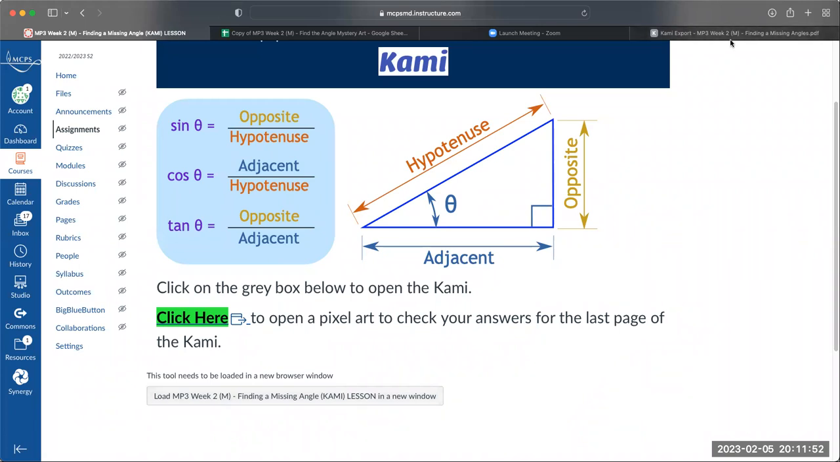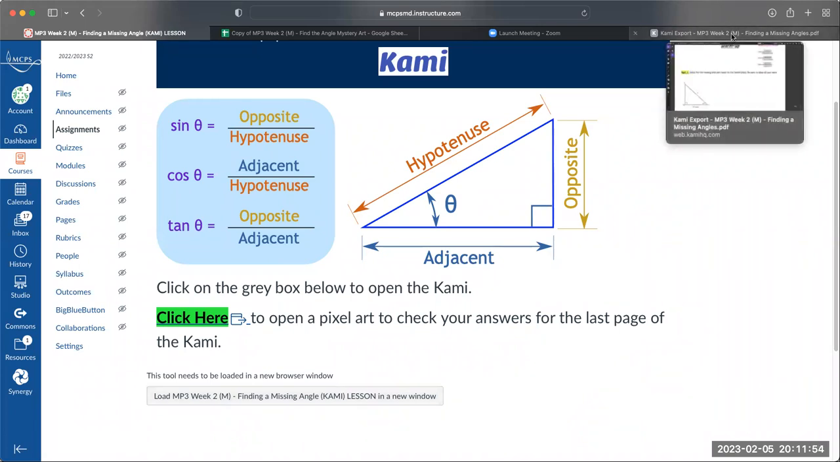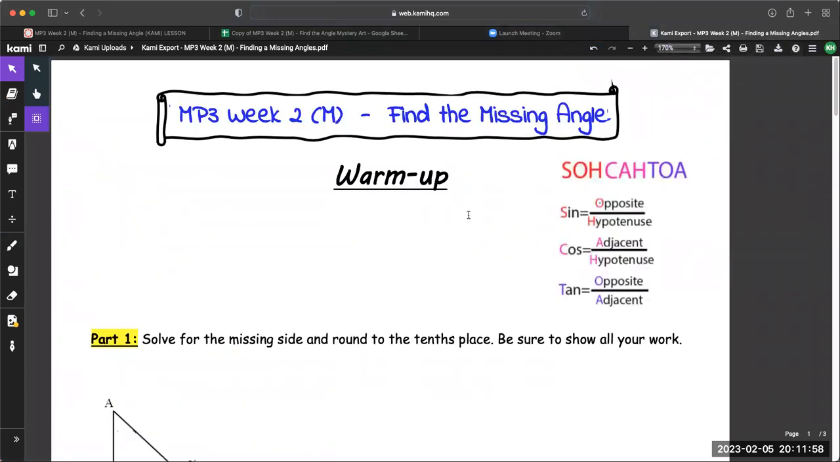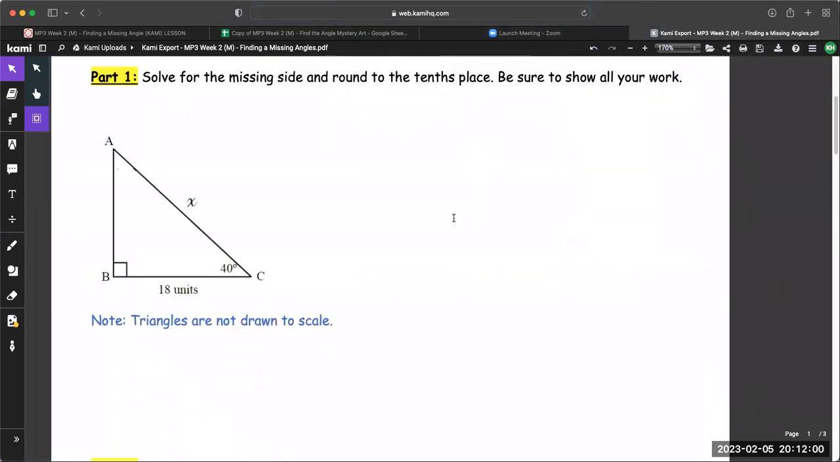Open it up, and pause this as you need. It's going to look like this, right? Don't forget the SOHCAHTOA, our warm up. Pause to do the warm up. Of course, you're not just going to watch me do it.